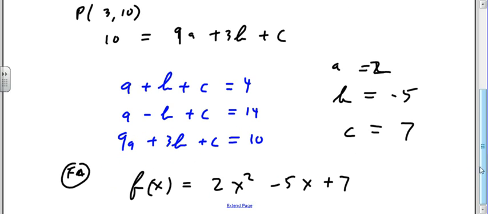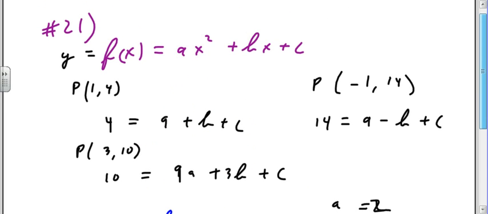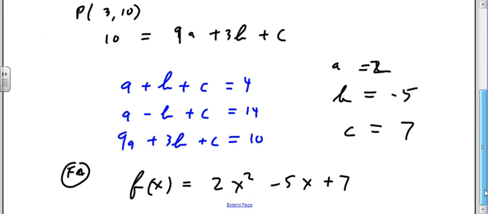Okay, check our work. When I put a 1 in here, I get 1 times 2, and 7 is 9, minus 5 is 4. The first point checks, and at that point I would say probably okay. All right, good enough? Good enough.